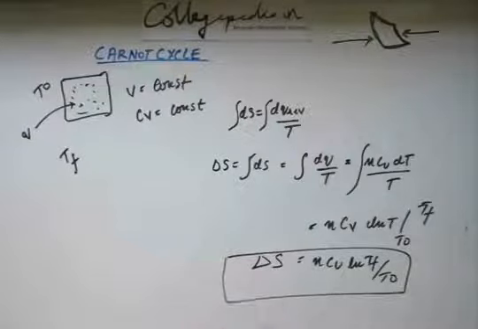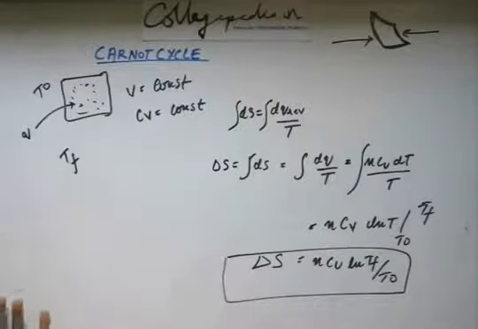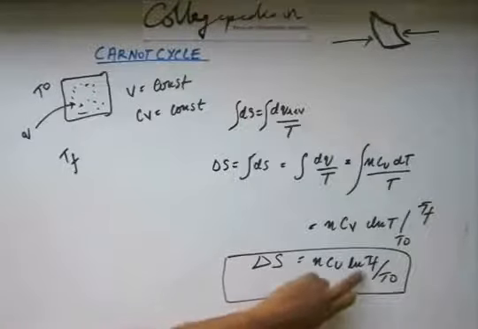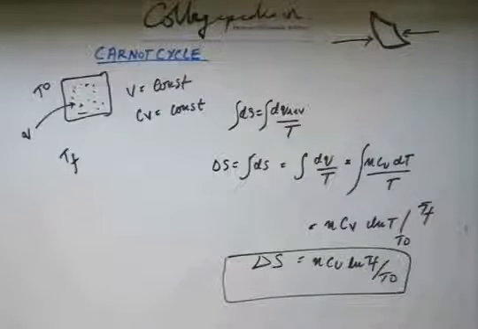And if the change in entropy is positive, then the process will be spontaneous. That means if the final temperature is higher, that means it is getting heated up, then that will be spontaneous. If the final temperature is lower, this ln term will be negative. That means you are taking away the heat, and that will be non-spontaneous, because spontaneously this ideal gas is not going to give away its heat. That's the significance of delta S.